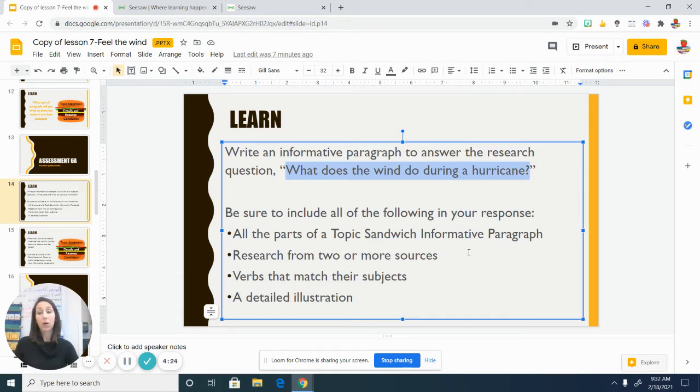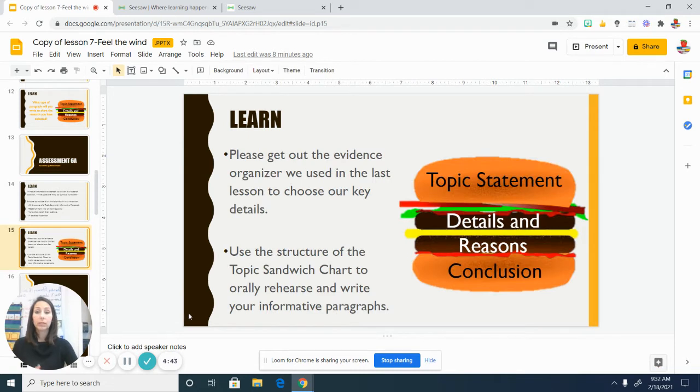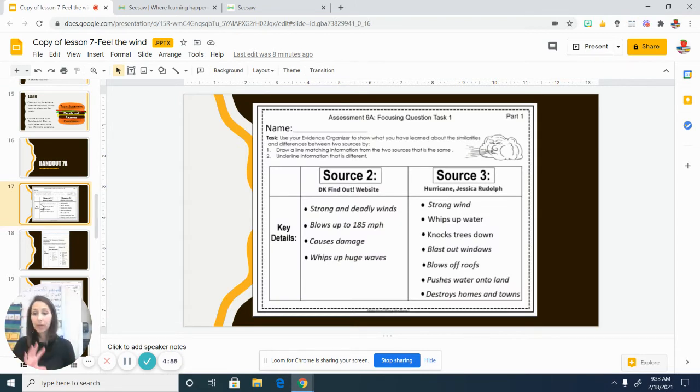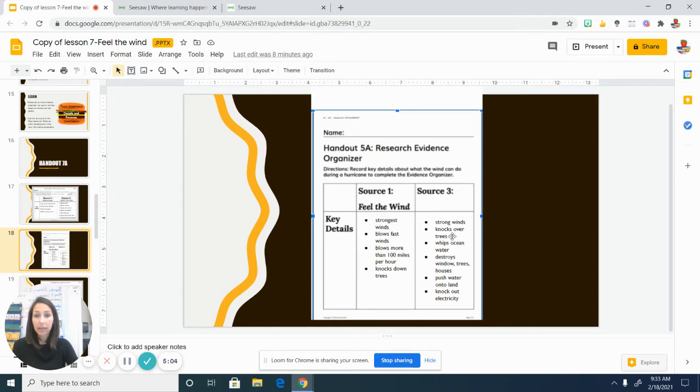So I feel like by now, we've put in the hard work. We've gathered all of the information, and now we just need to put it together into a nice paragraph with great complete sentences. Okay? All right, so keep this question in mind, and then what you'll need to do is choose what details you would like to include in your paragraph. So we've taken different information. Here are some of the facts from the DK Find Out website. Here are some facts from the Hurricane book. We had written some facts in our workbook. So these are all sort of in different places.